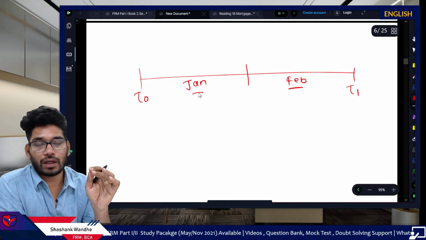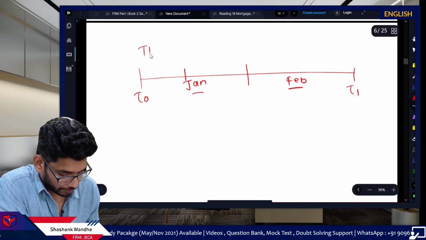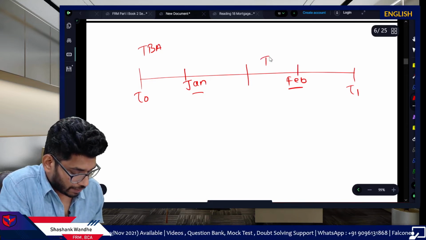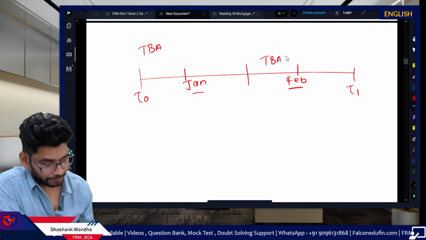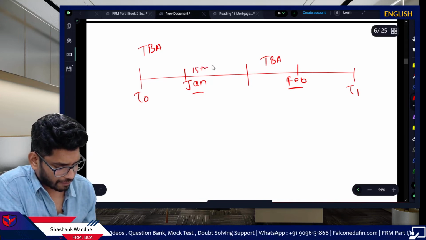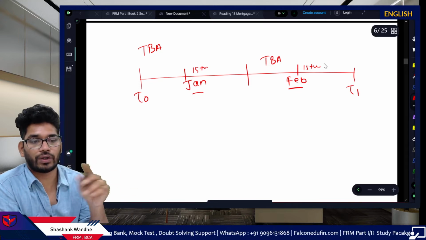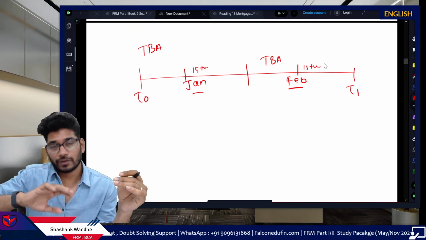Okay. Now here we have TBA. First TBA, which is maturing in Jan. Second TBA is maturing in like Feb. And just take the example, this is 5th of Jan, 15th of Jan and 15th of Feb. So these are two different TBAs but similar TBAs. Like all the properties are similar.